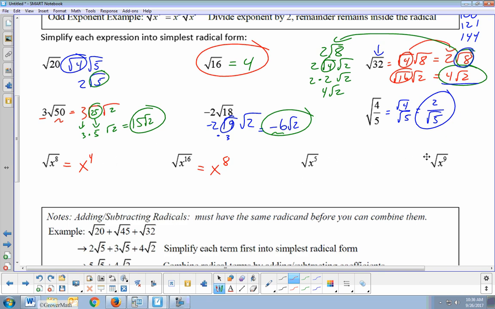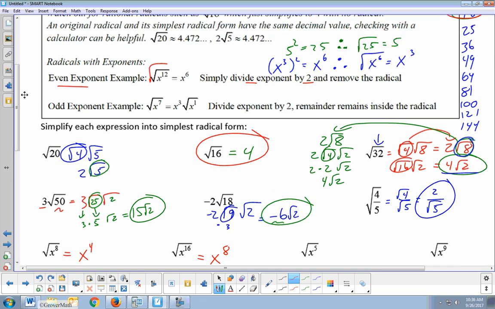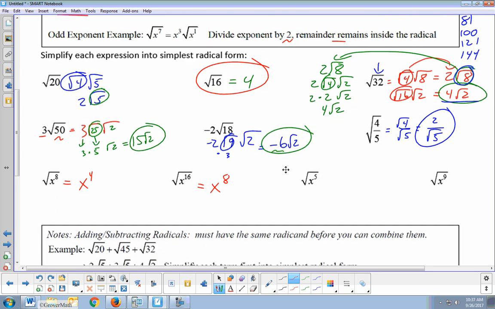It's the odd exponents that you will end up with something rad something, like you did for 20, 15, 18, 32. And the rule for odd exponents is you want to divide your exponent by 2, and the remainder remains inside. And because they're odd, the remainder should always be 1. So x to the 5th. If you divide 5 by 2, you get 2 with a remainder of 1.